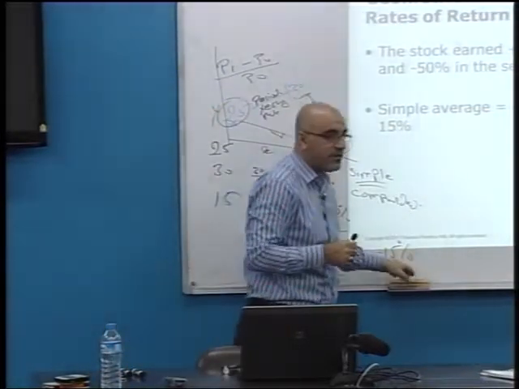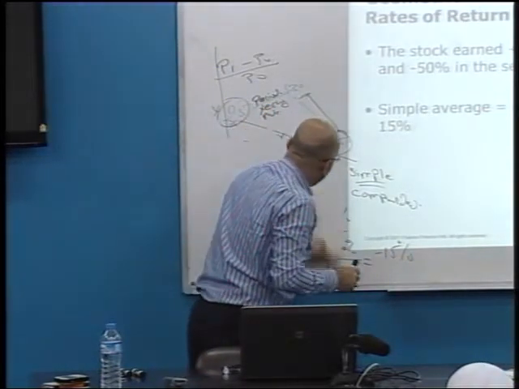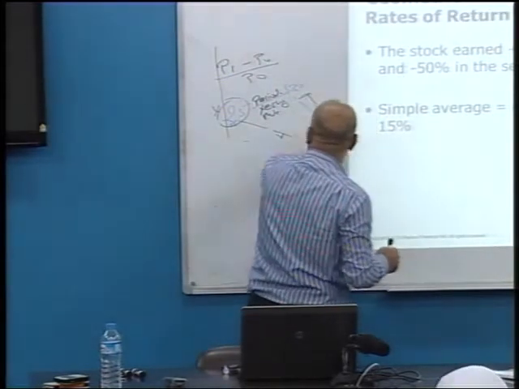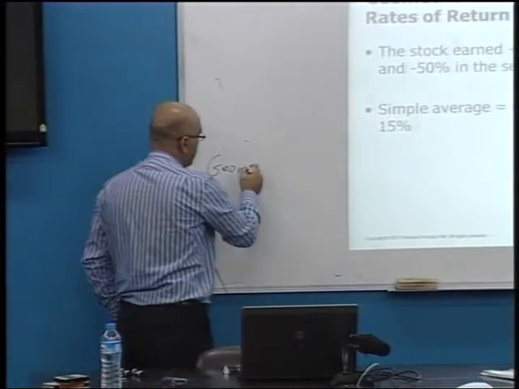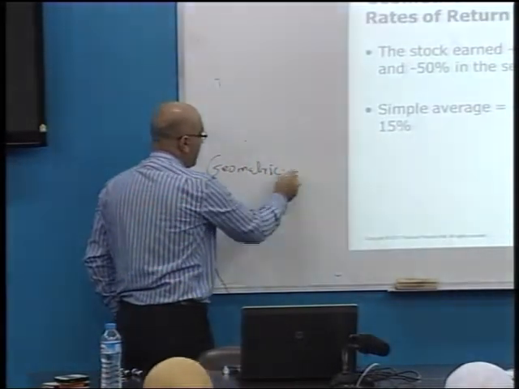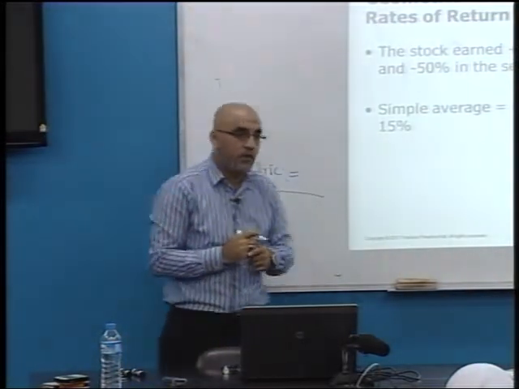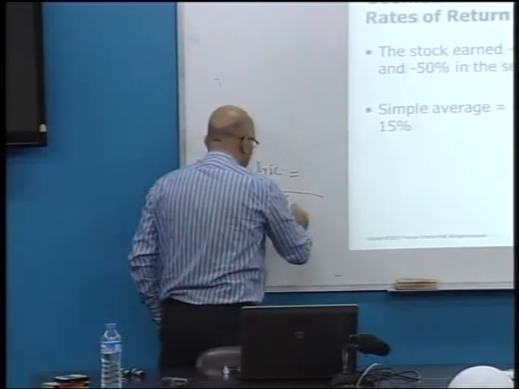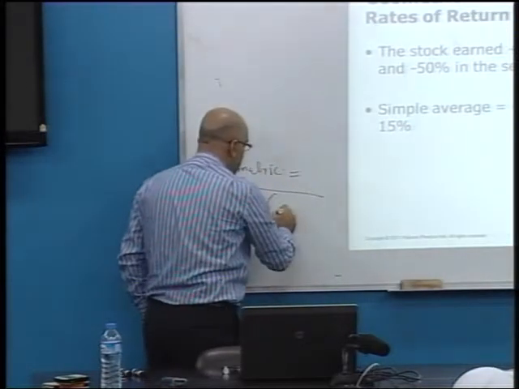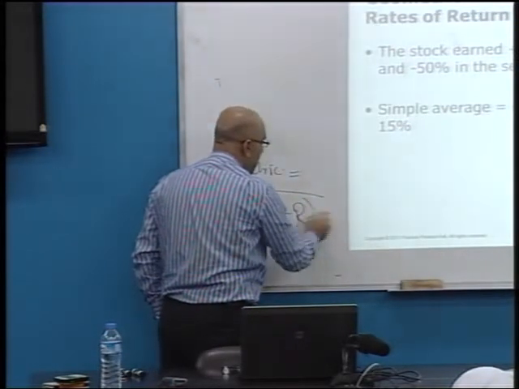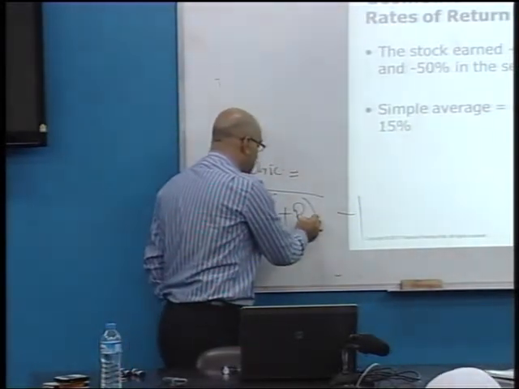How do we calculate the geometric? The geometric is calculated like this. Geometric is equal to the n-th root of the product of 1 plus Ri, minus 1.